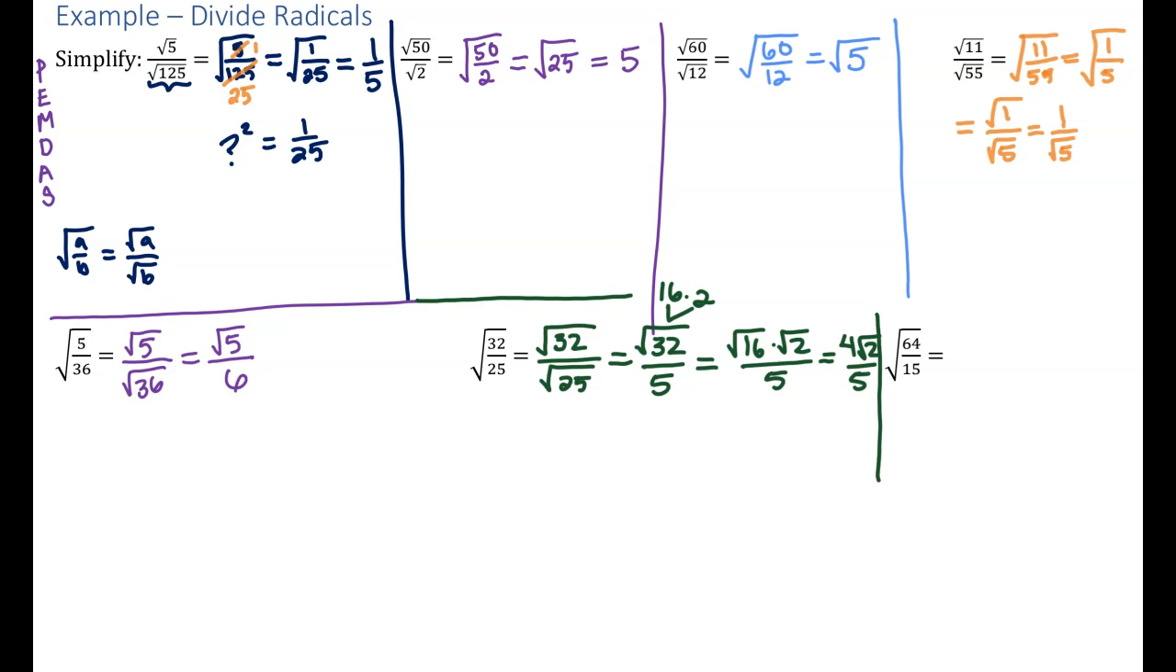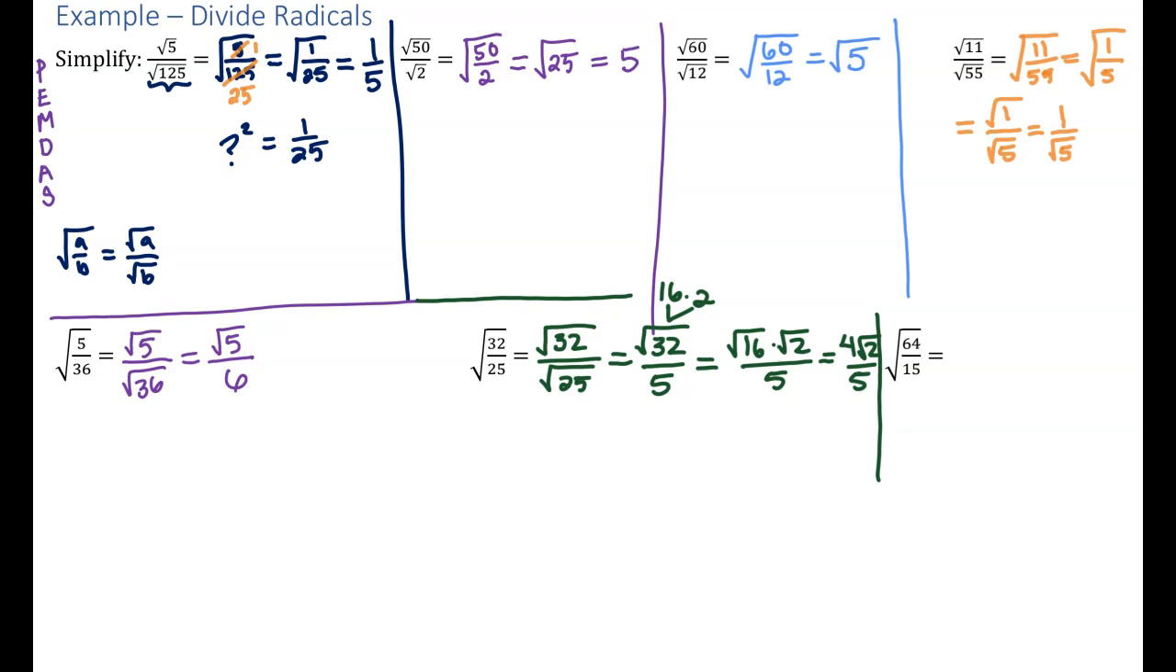And these can feel a little bit funny. Is it really simpler to have 4 times the square root of 2 over 5 than just a single square root of 32 over 25? And the answer is it depends. But for our purposes, we're really going to focus on getting as much stuff out of the root as we can. That's going to be our big goal.